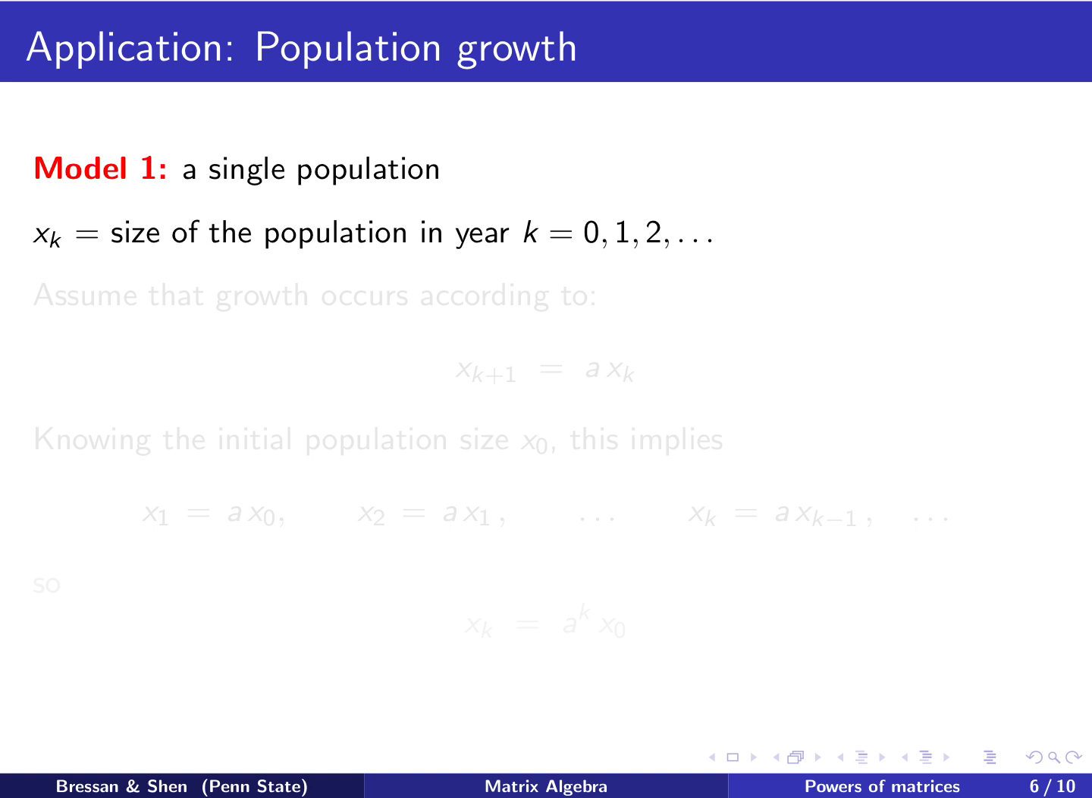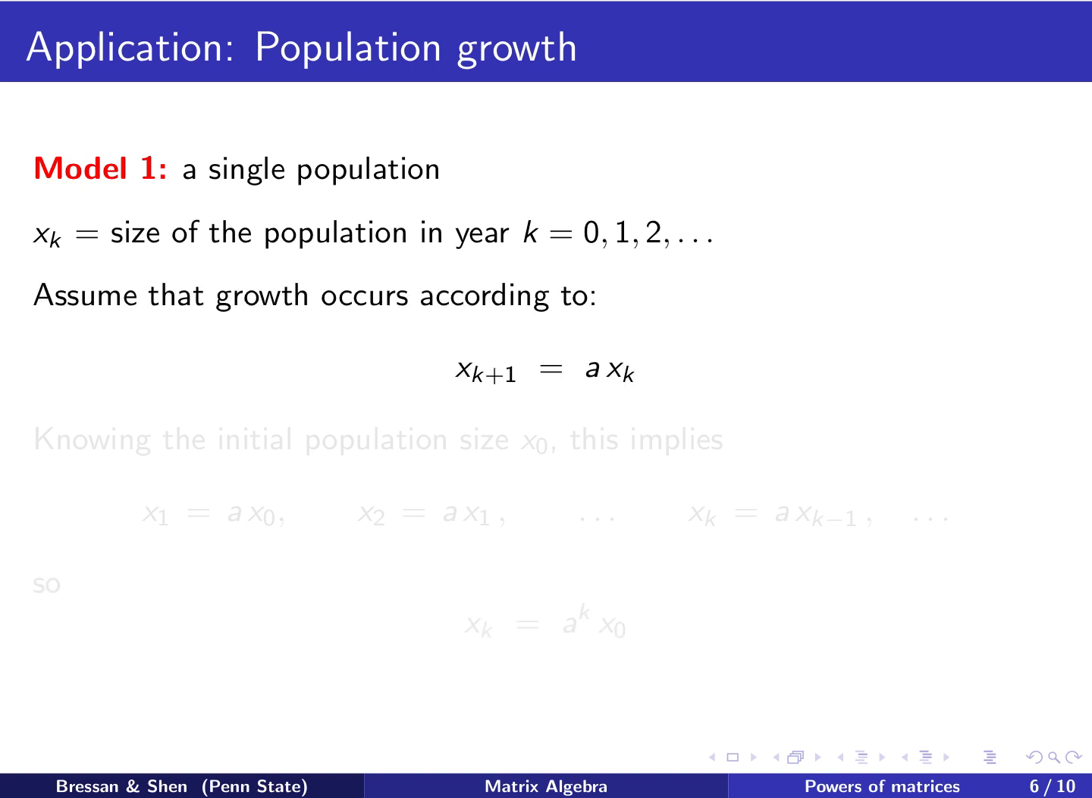Now let's look at our first application, population growth. Model 1 will be a single population. We go through that because it gives us ideas of how to handle multiple populations. Okay, so x_k now will be the size of the population in year k, and k will be 0, 1, 2, and so on into the future.